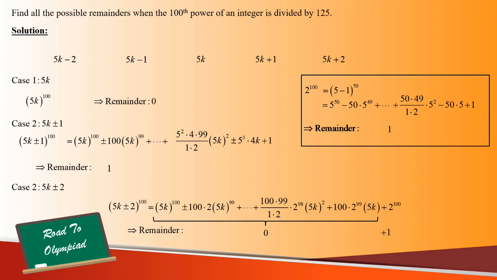In other words, no matter what the number is, when the 100th power of it is divided by 125, we'll get the remainder 0 if it is a multiple of 5, and we'll get a remainder 1 if it is not. And this marks the end of the solution.